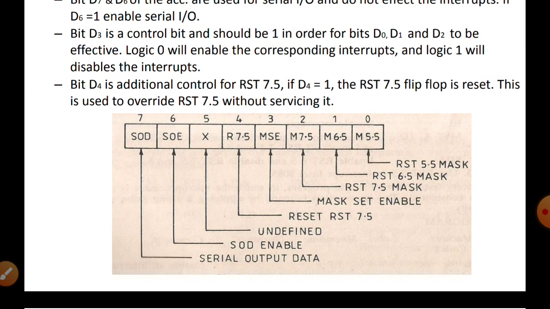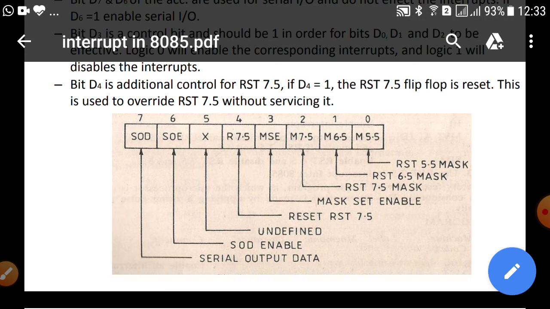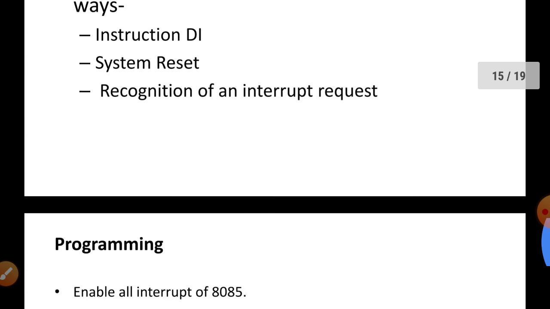So to disable 5.5 and 7.5, we make D0 equal to 1, D2 equal to 1, as well as MSE, because we want mask set enable, it should be 1. So the lower nibble will be 1, 1, 0, 1, and 6.5 has to be available, so D1 will be 0. So 1, 1, 0, 1 is 8 plus 4 plus 1, that is 13, and 7.5 has to be made available.